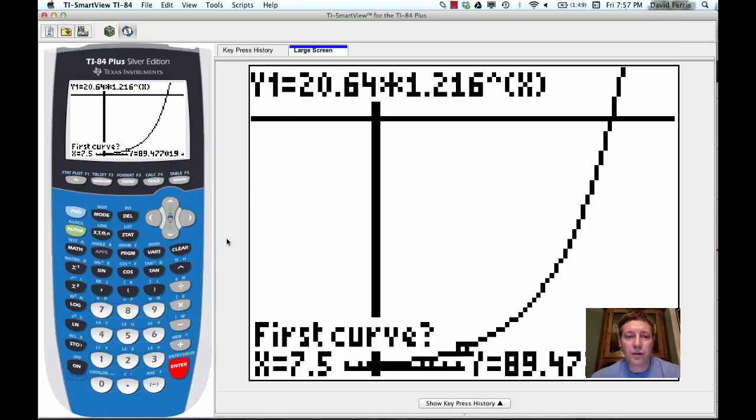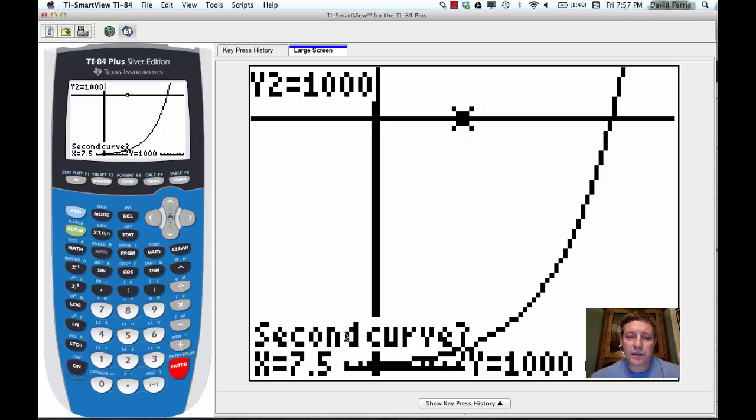But that is our first equation, so we'll just say yes, or we'll say enter. And then we'll ask, is the second curve this equation, y2 equals 1,000? And yes, it is. It's even blinking at us there. And you say enter, and then you're supposed to guess.